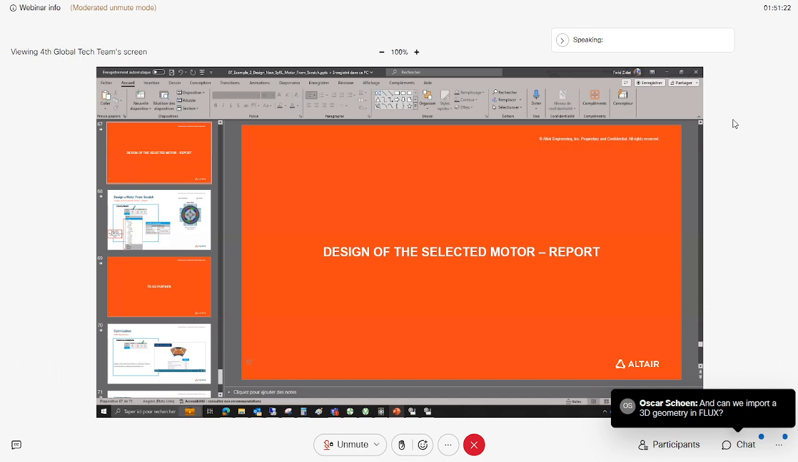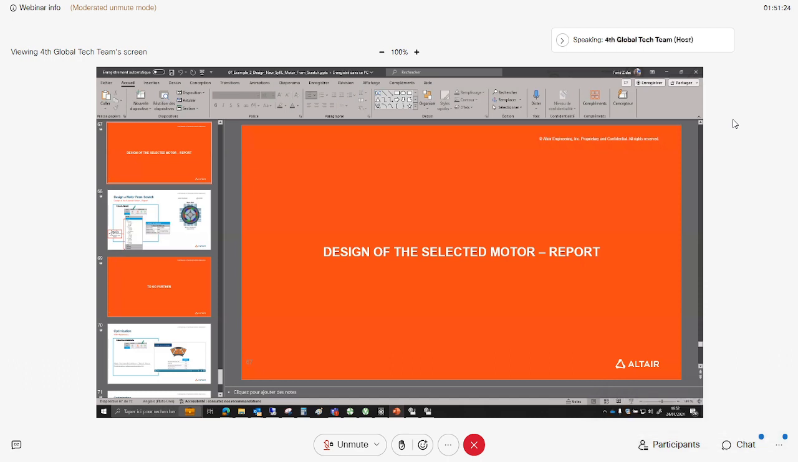Oscar said, can you recommend other sources to get more practice with motor concept? Maybe on permanent magnet machines, there is the book from Tim Hendershot. This is already a good book to learn how to design permanent magnet machines.